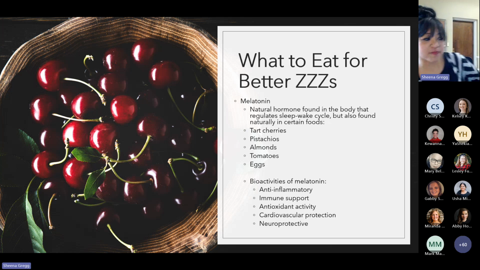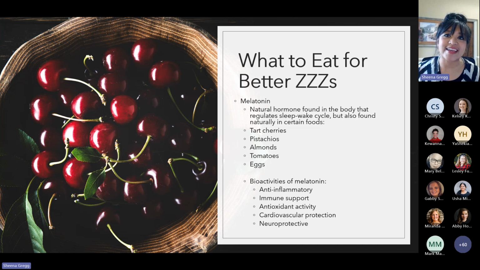Okay. So next, I want to talk a little bit about melatonin. Melatonin is something that we hear about pretty frequently when we think about sleep. And melatonin is a natural hormone that is found in our body. It regulates our sleep-wake cycle, but it's also found in certain foods. So this is going to include tart cherries, pistachios, almonds, tomatoes, and eggs.